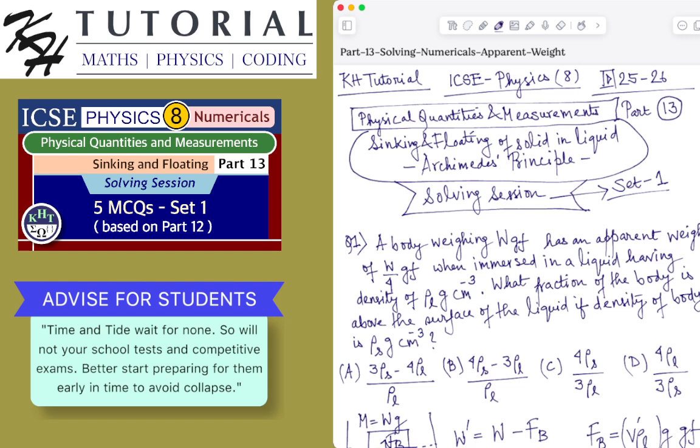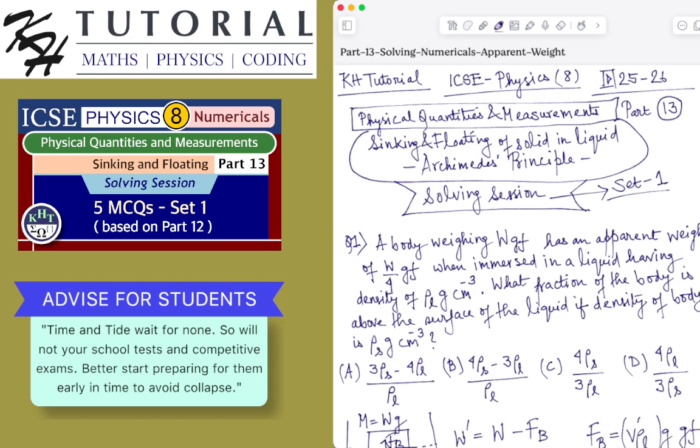I will start discussing whether a solid body will float or sink in a liquid when their densities are given. Based on the density of a solid and the density of a liquid, whether a solid will sink or float, and how it will float, all these cases and conditions I will discuss separately in each video.